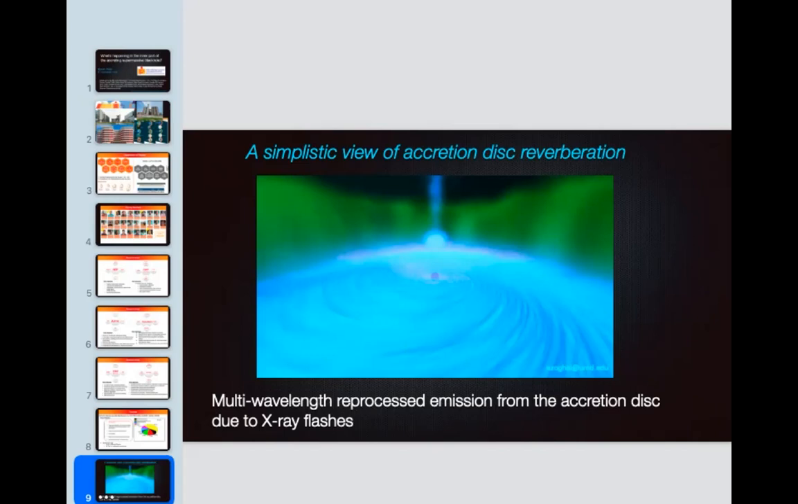So I was trying to apply a similar technique on this source, NGC 4593. I define my high flux here and the low flux here, and then try to calculate the lag spectrum as a function of frequency. This is what I found. It's not a very optimistic, I mean, very positive result, I would say. But this is just taken from one observation.